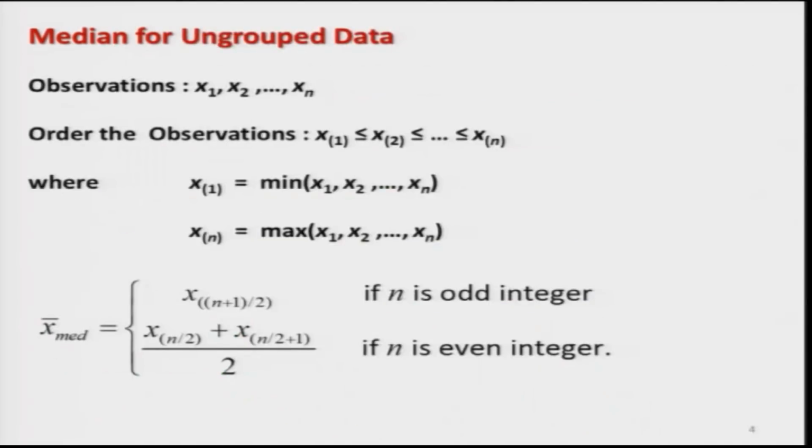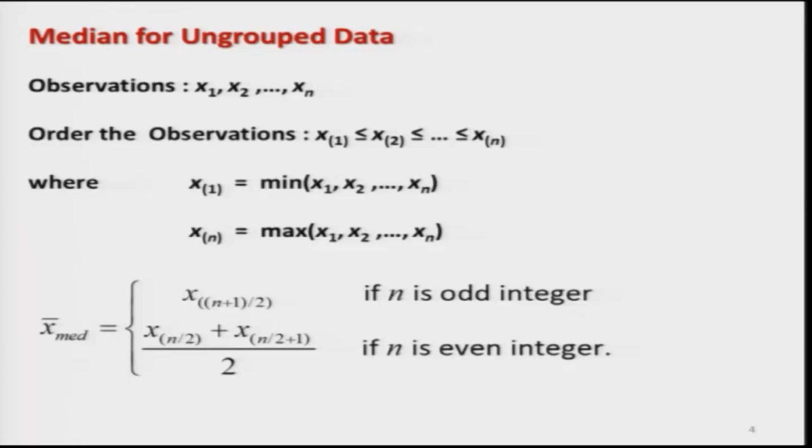Right. Now, I will give the definition and how to compute the median in two cases. One is ungrouped data and the other is grouped data. So, first we try to understand the median and its computation when we have ungrouped data. Let us say we have observations x1, x2, ..., xn. So, there are n values and they are ungrouped, or you can call them the values of some discrete variable.